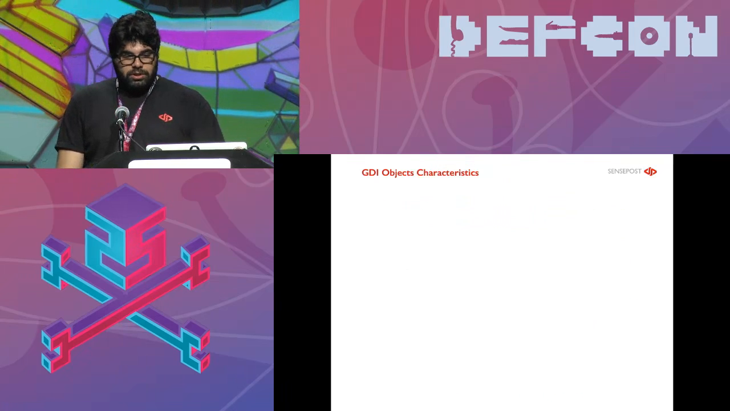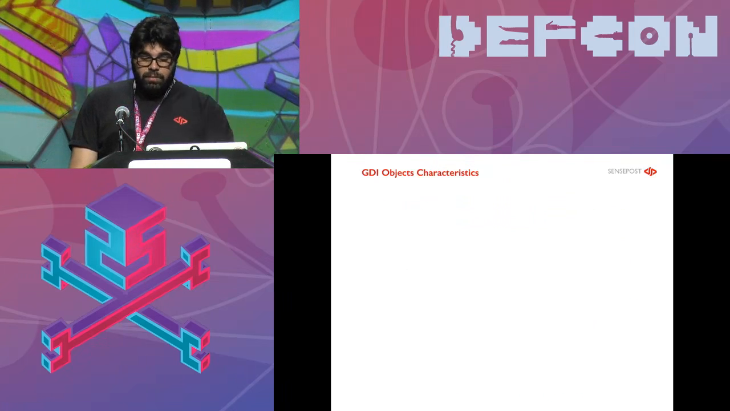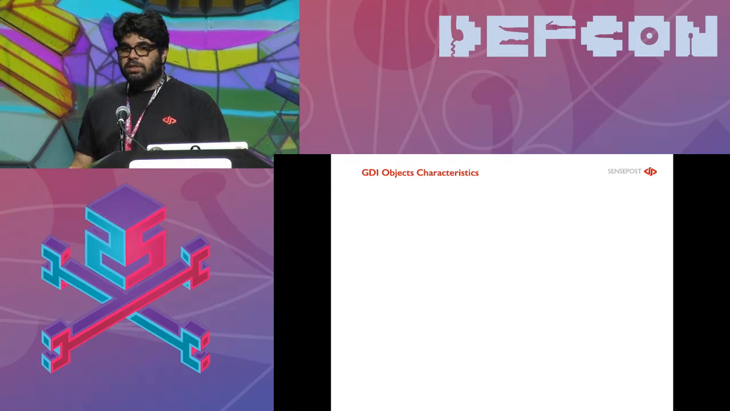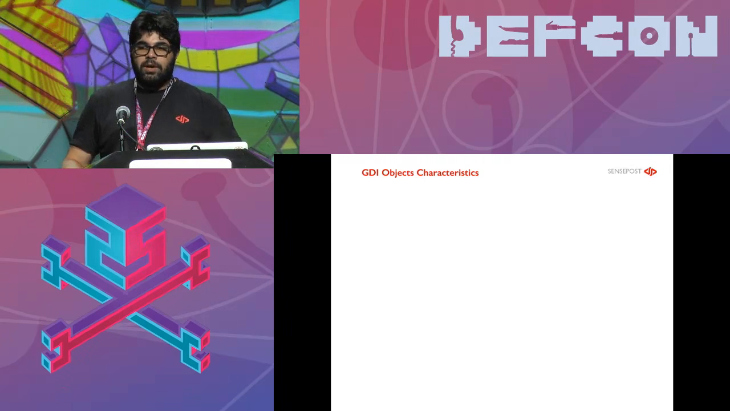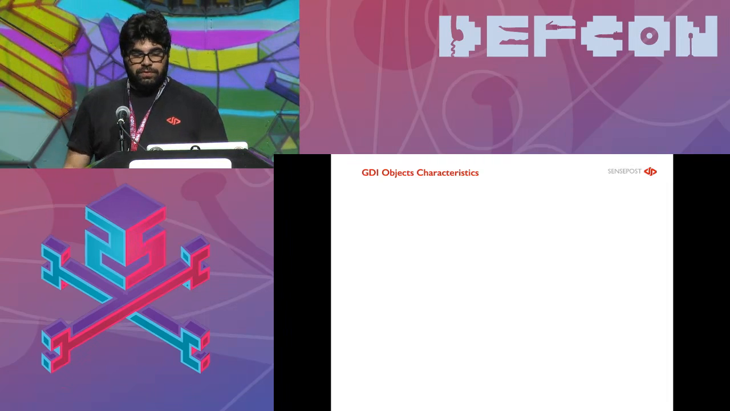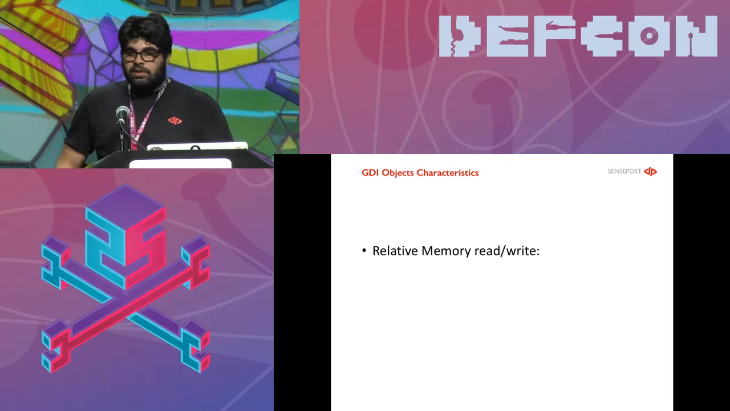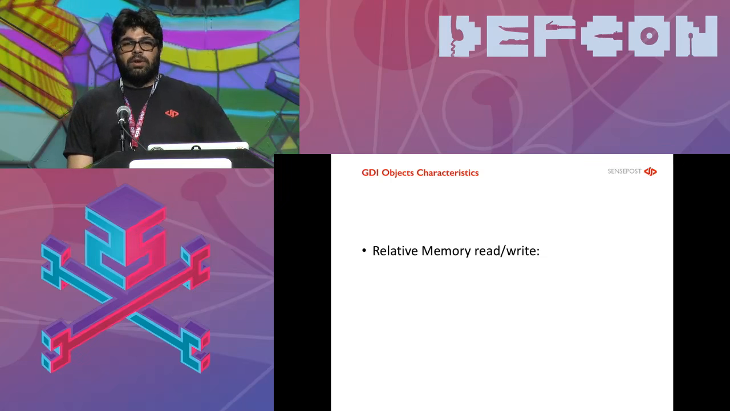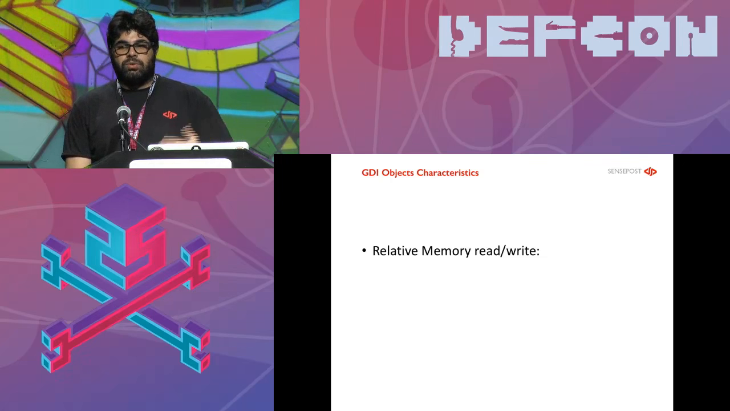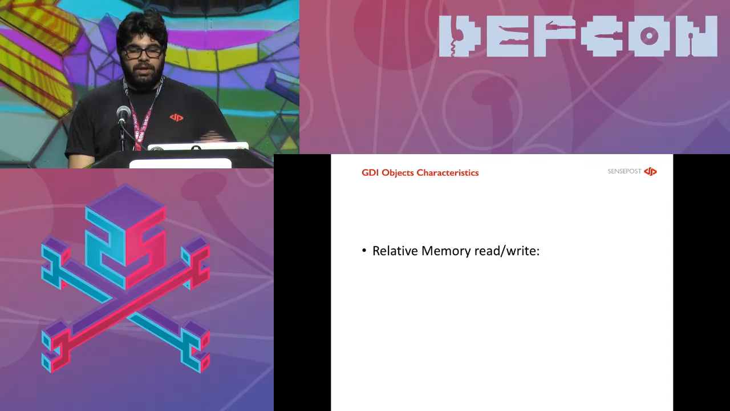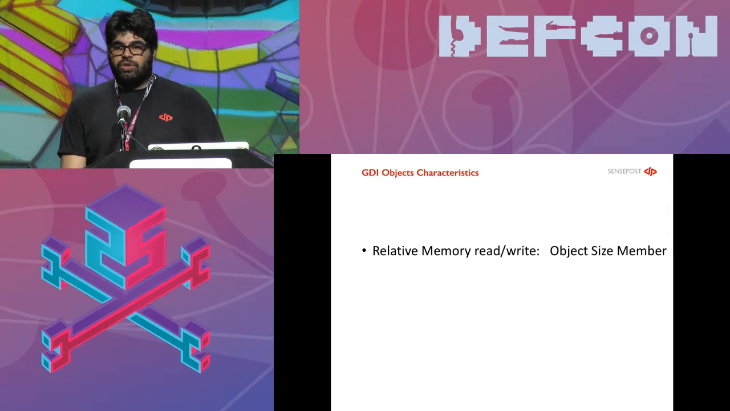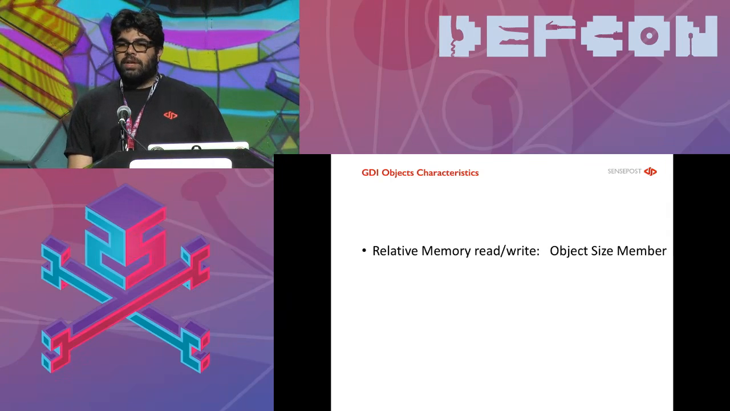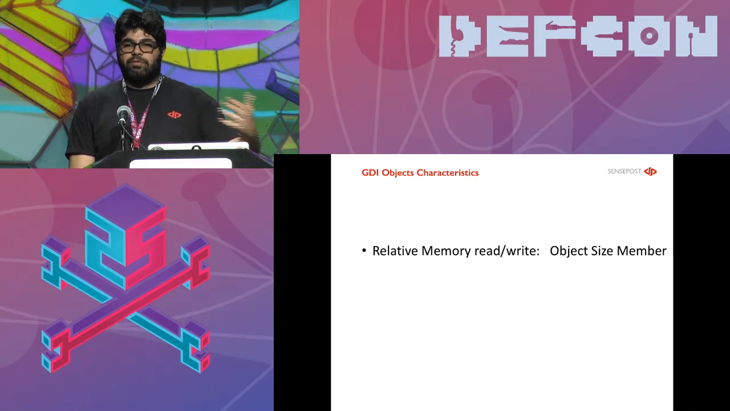Now, there are certain objects allocated in kernel memory that have some interesting characteristics that can give us memory reading and writing primitives. For example, if we want a relative memory read and write, which is reading and writing in the memory location adjacent or relative to the object's location, the object that can be abused has to have a size member that can be extended to access out-of-bounds memory adjacent to its location.